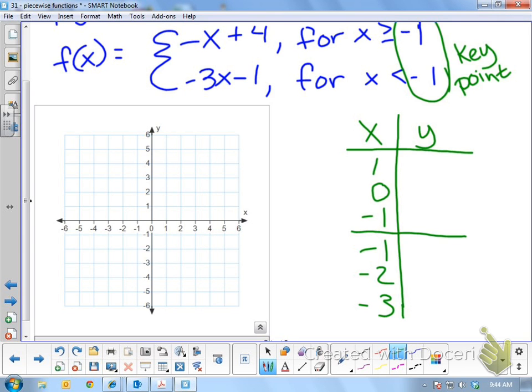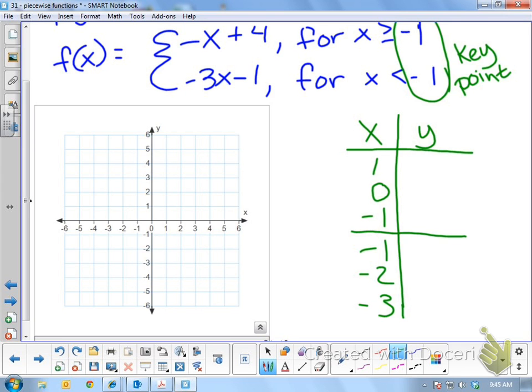Okay. So, again, when we make a table, we get to pick our x values. How do we find our y values when we make a table? Rachel? We plug it into the equation, but here we hit a snag. We have two equations. So how do I know which one to plug it into?